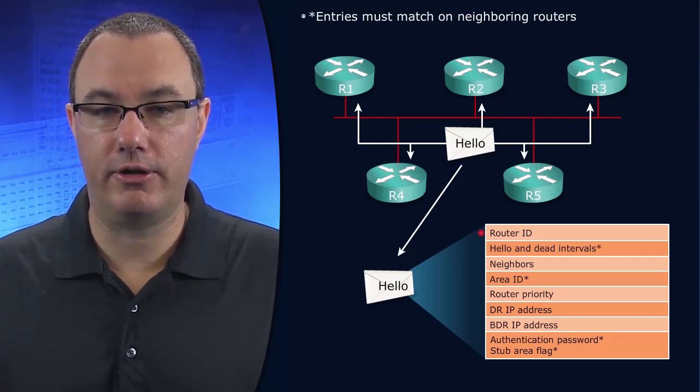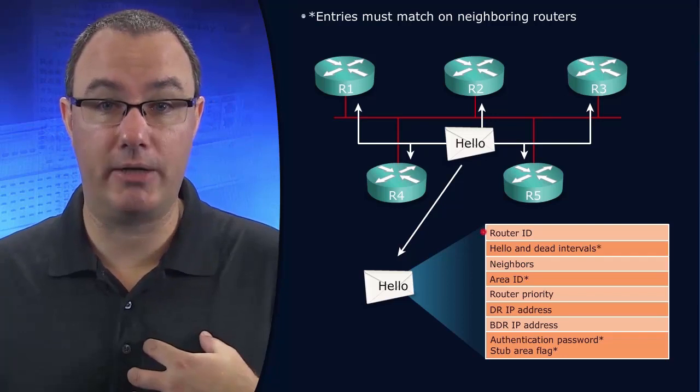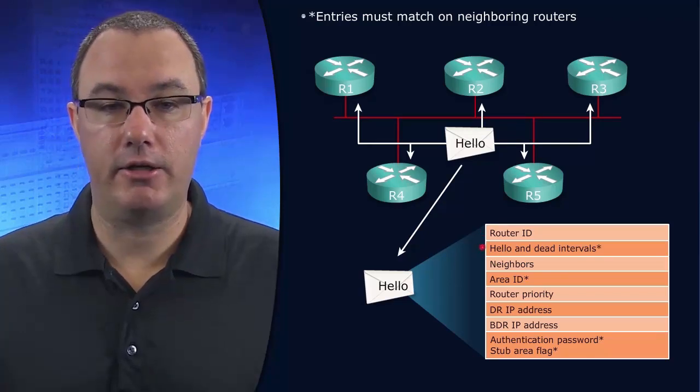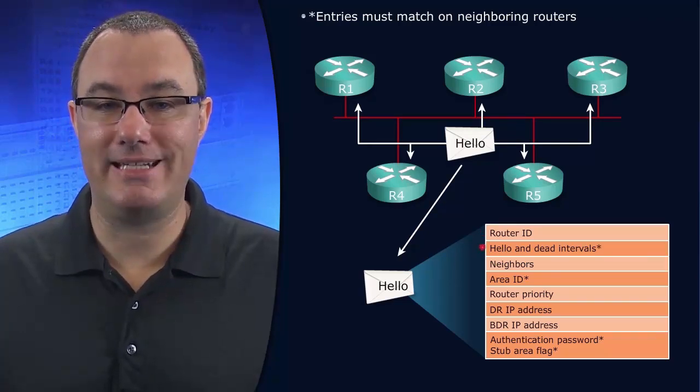So first, there is the router ID. This says, hey, this is my router ID. Then we have hello and dead intervals.